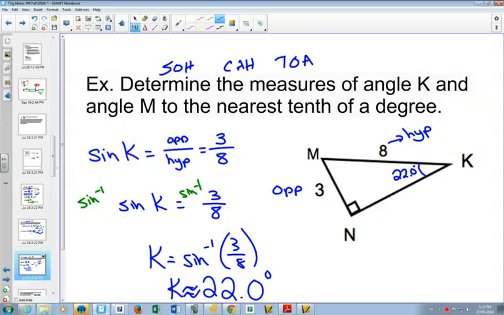It says also find angle M. So I'm going to change colors here. This is my angle M. There's two ways that you can go about finding angle M. Once you found angle K, what could we do? 22 plus 90.